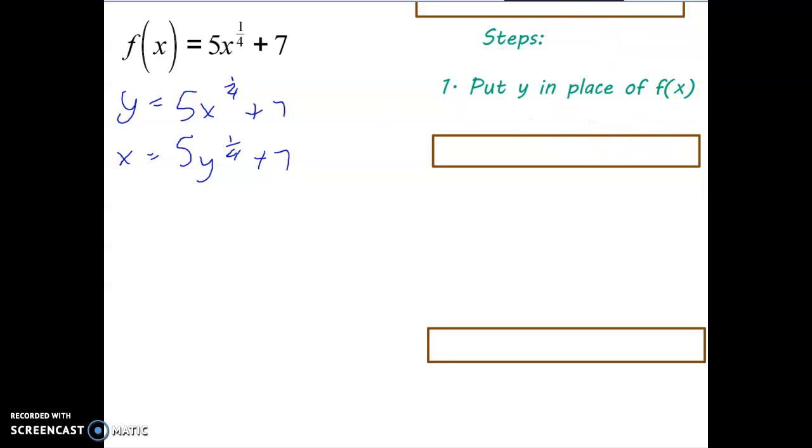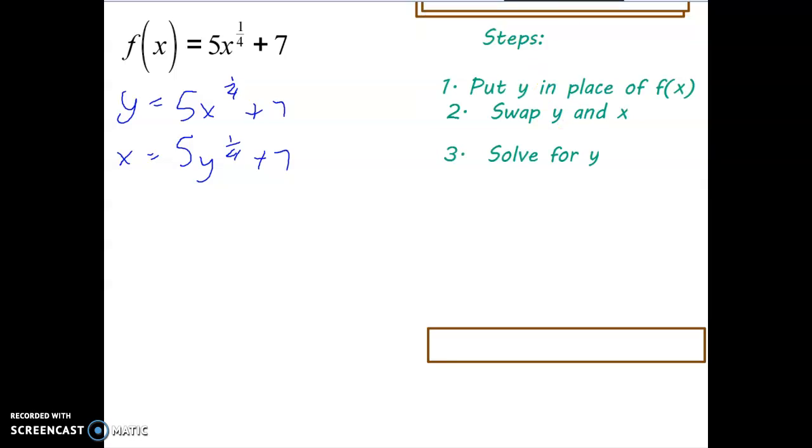Okay, now I'm going to solve for y. Okay, so let's see what we've done here. Remember, we're going to undo whatever's been done to y. So the last thing that was done to y, or the outermost thing, is going to be this plus 7 right here. So I'm going to subtract 7 from both sides, working to get y by itself.